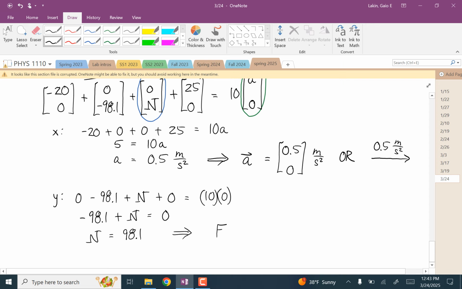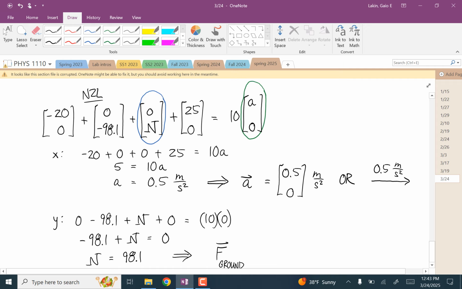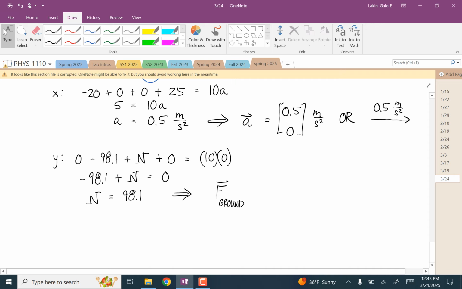And so the force vector, I'll call it just force from the ground. Plug this value for n back into that blue vector, and you get 0, positive 98.1. Or if you want to visualize that direction, that's the positive y direction, so it's this way with a magnitude of 98.1.